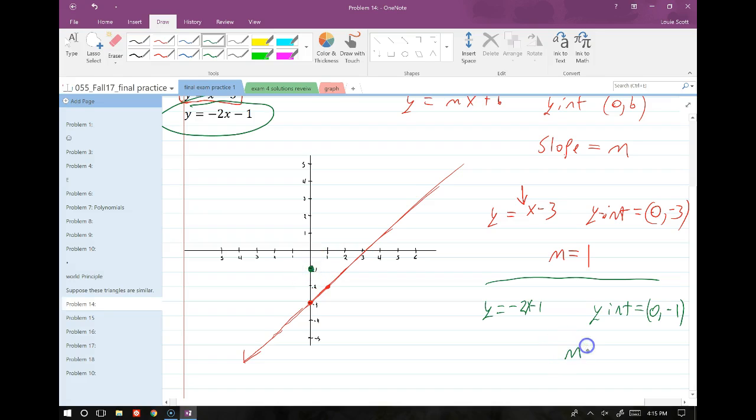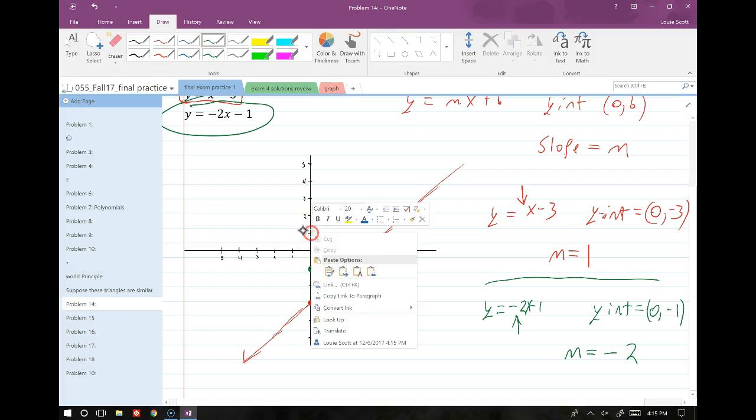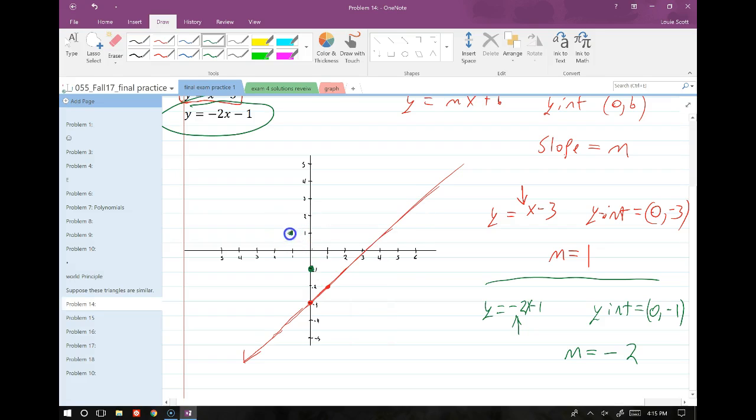And then I have a slope m that is equal to the coefficient of x, which is negative 2 in this case. So now that I have a negative 2 slope, I can move 2 up and then 1 in the negative direction, or I can move 2 down and 1 in the positive direction. Now I can draw my line in.